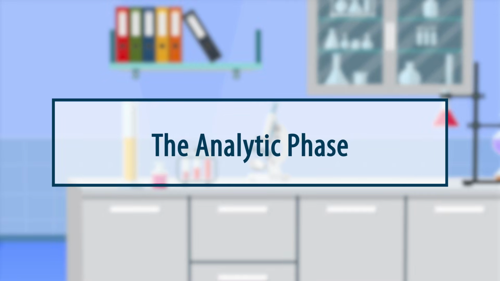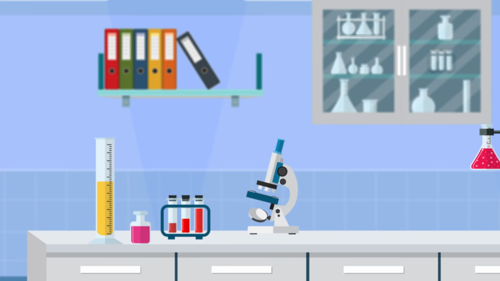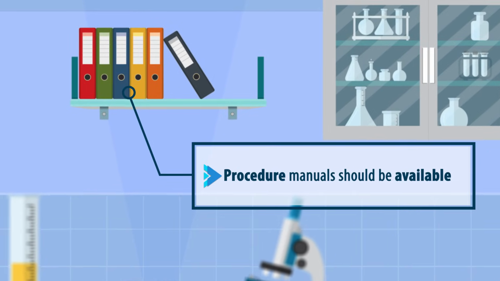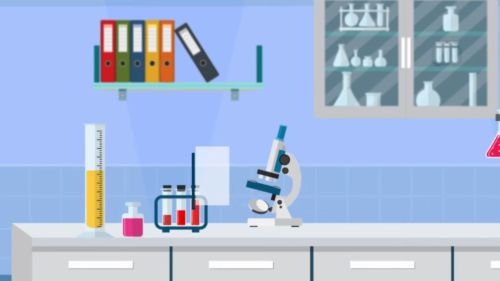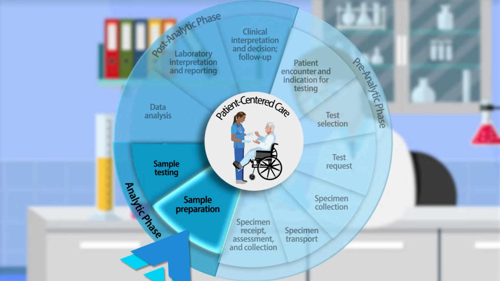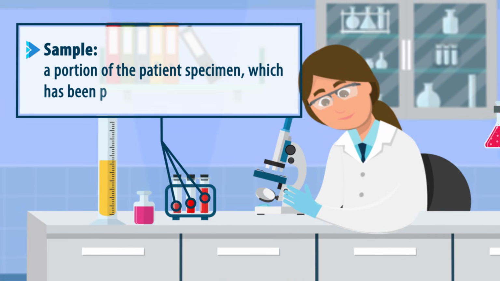The next phase of the total testing process is the analytic phase, which includes testing patient samples in a laboratory setting. Written procedure manuals for sample preparation and testing should be available to laboratory professionals. Sample preparation and testing procedures will be laboratory specific. Sample preparation is the first step in the analytic phase. A sample is a portion of the patient specimen, which has been prepped for testing.